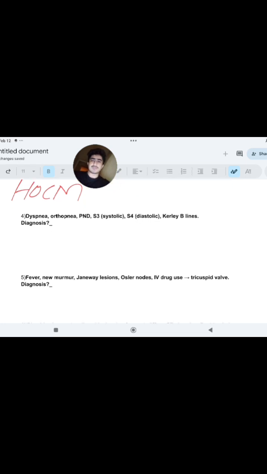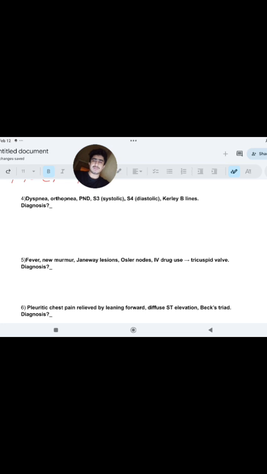And fourth one is the dyspnea, orthopnea, and then PND and S3. It indicates systolic dysfunction due to volume overload, and S4 indicates diastolic heart failure, diastolic dysfunction. And there is the specific curly B lines, which indicates what? It indicates the case of congestive heart failure.